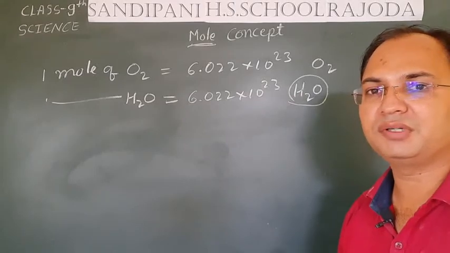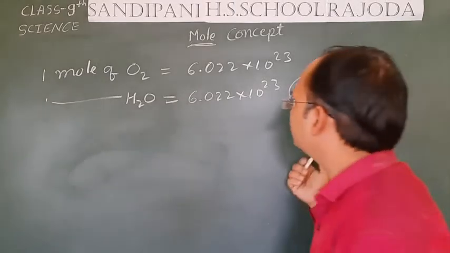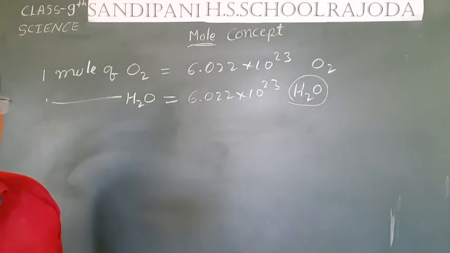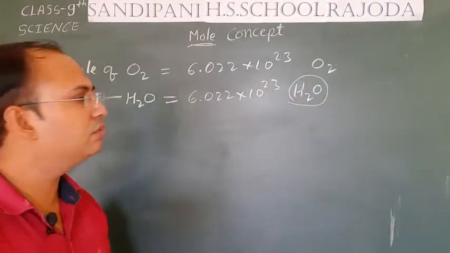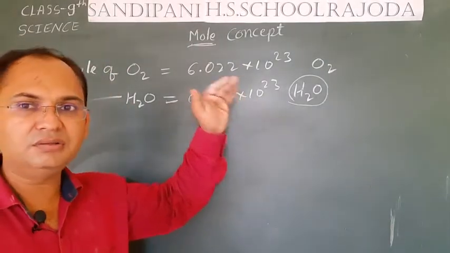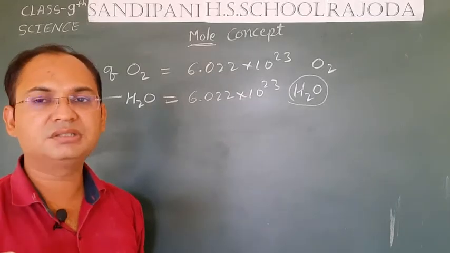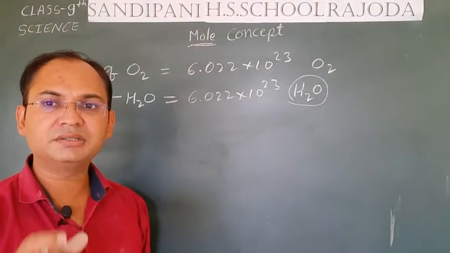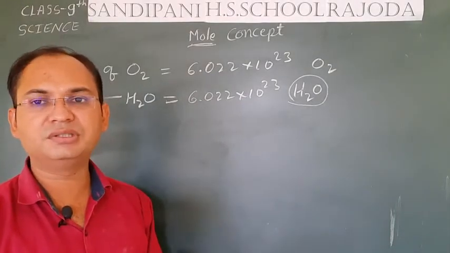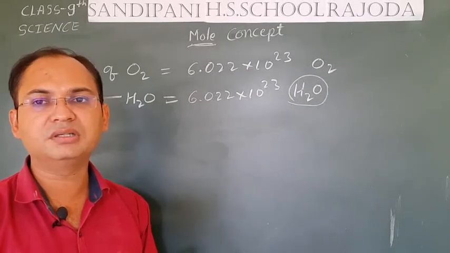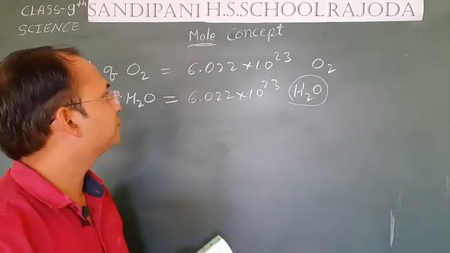Because this whole molecule is considered as 1, its total number should be equal to 6.022 into 10 to the power 23. So, the main thing is that the value of 1 mole means the number of particles equal to 6.022 into 10 to the power 23.